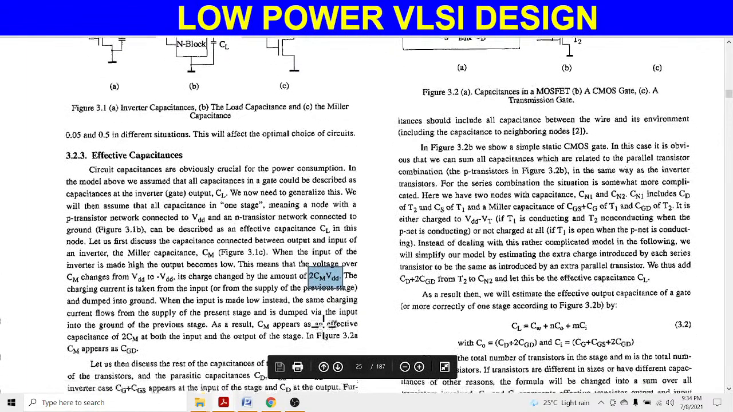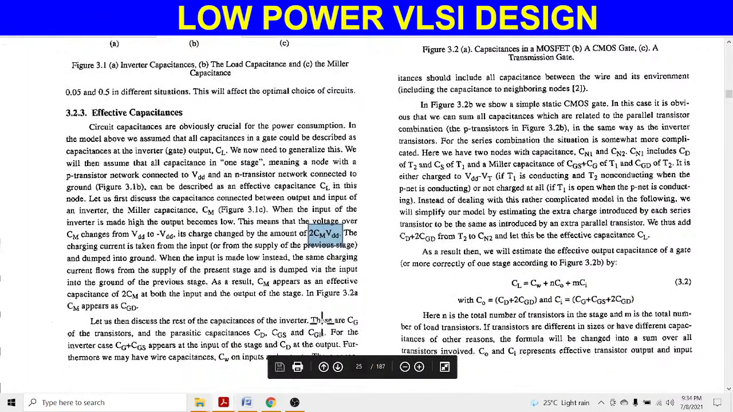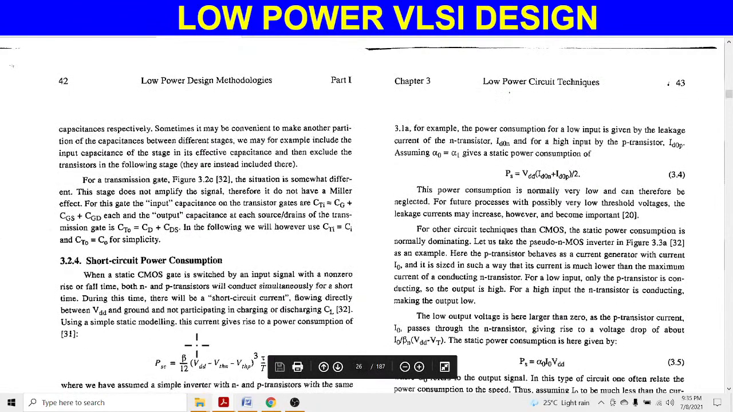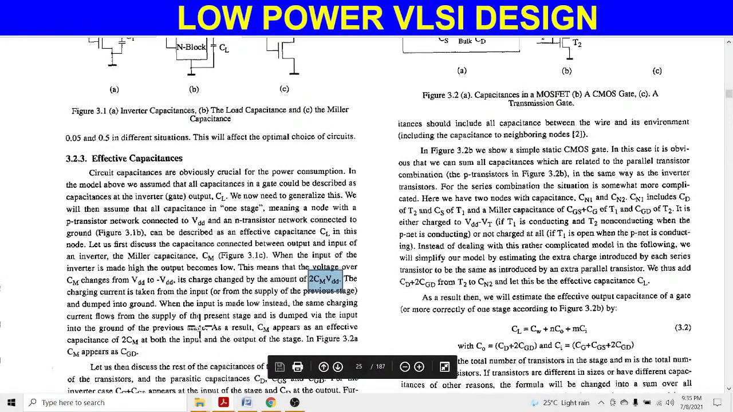This is all represented here. Some values of capacitance are represented here, such as CD, the drain capacitance, and CGS, the gate to source capacitance, and the gate to drain capacitance. All these values are represented here.